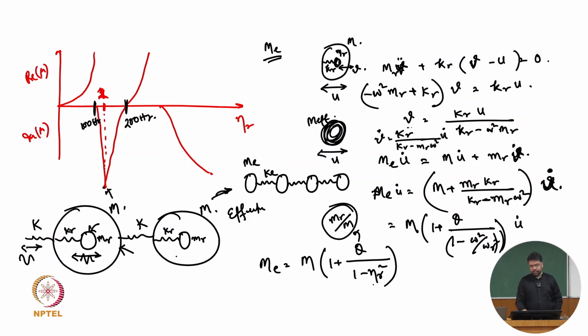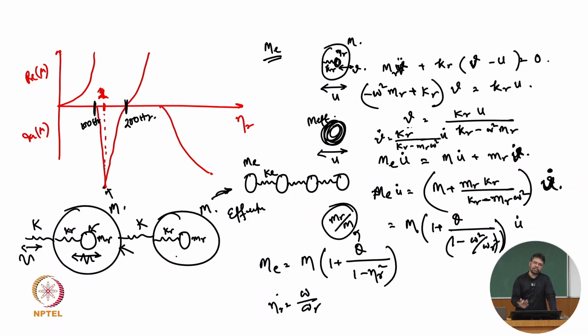And 1 plus eta r square is the frequency. So how can we check whether this makes sense or not? If we think that for eta r equal to 0, that means what? And what was eta r? If we recall, omega divided by omega r.